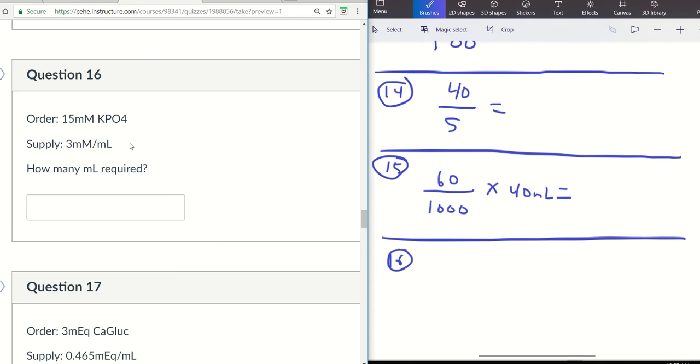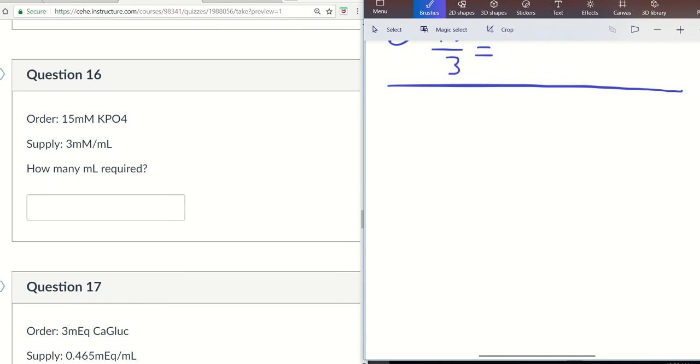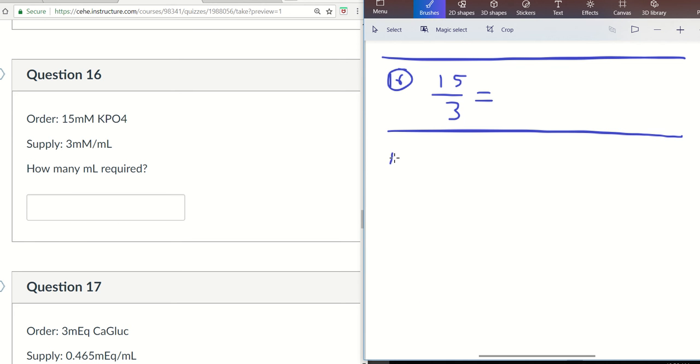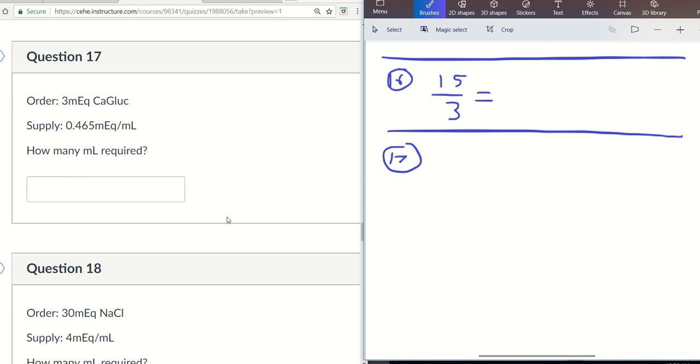16, it's just 1. So we just do order over supply. So 15 over 3. Getting you used to these units. So little m, big M, millimoles. KPO4, potassium phosphate. We'll need to round this guy.